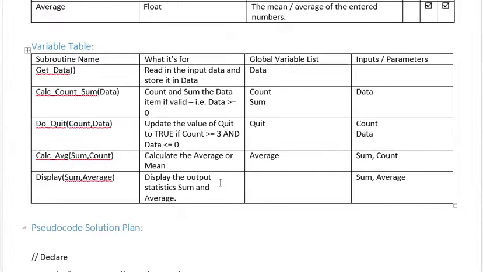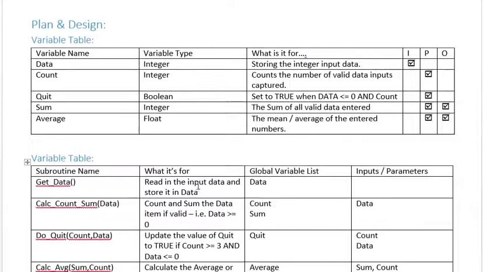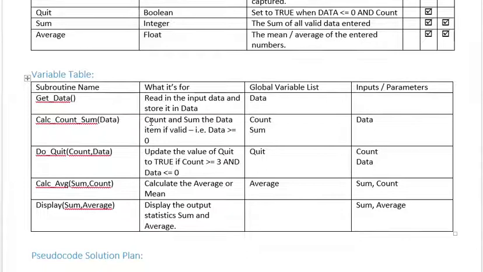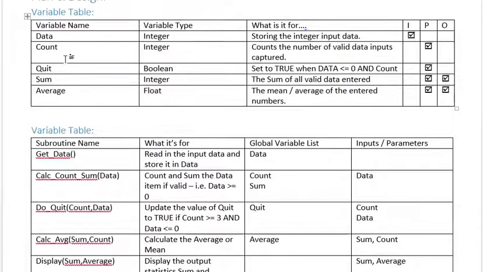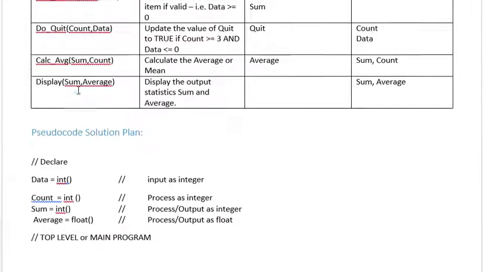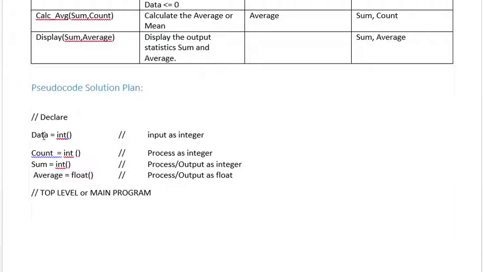In order to complete these two steps, you need to have completed your variable table, and you also need to have completed your subroutine table. Why? I need to know which variables are going to be global. These are the ones here: data, count, quit, sum, and average. We can declare those with data equals int, open close brackets. I'm using the typecast function to create the variable. Count equals int, sum equals int, and finally average equals float.